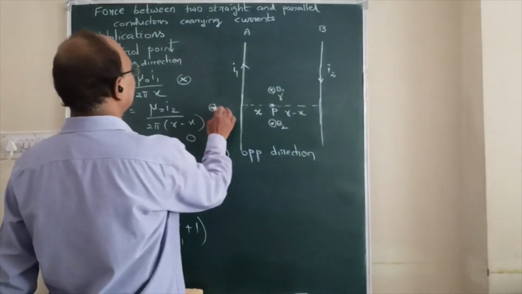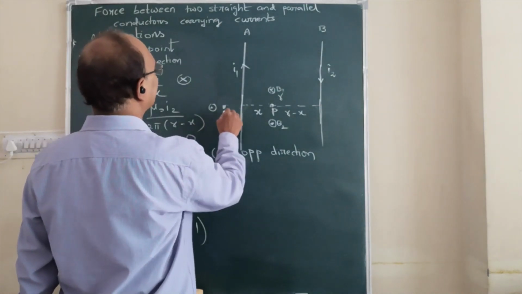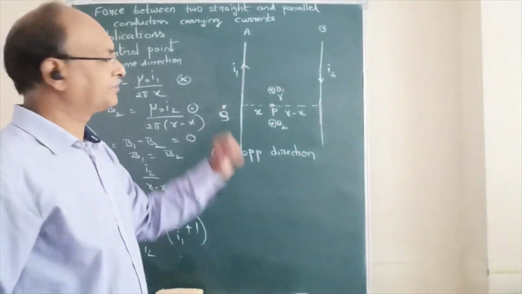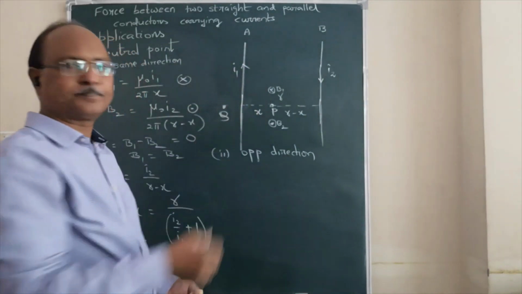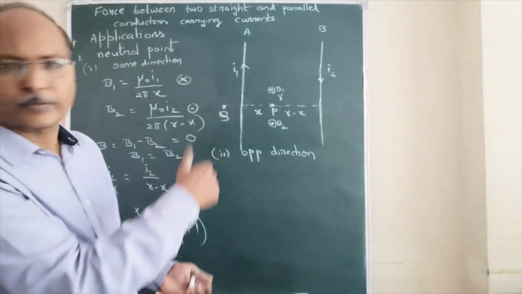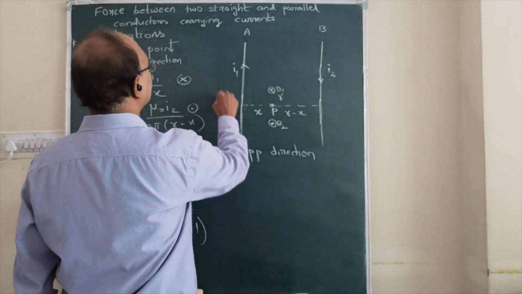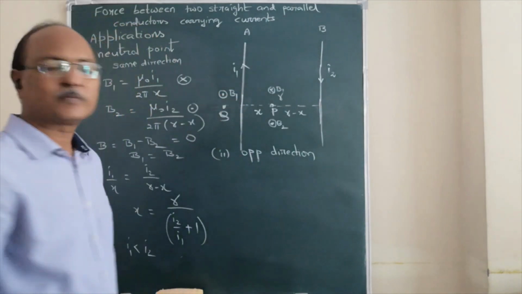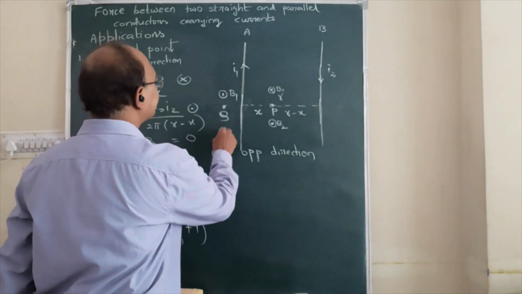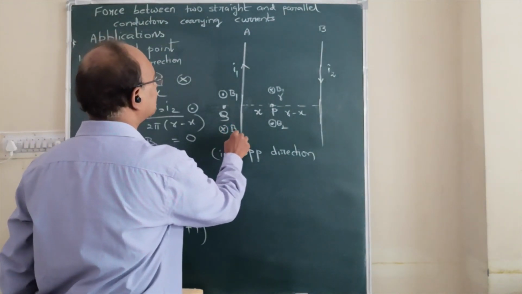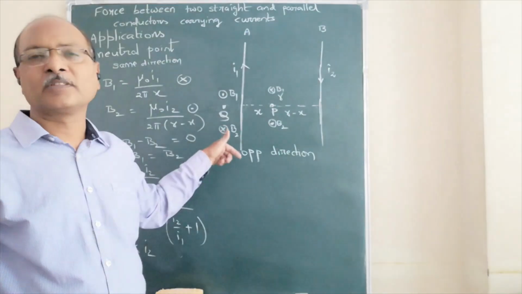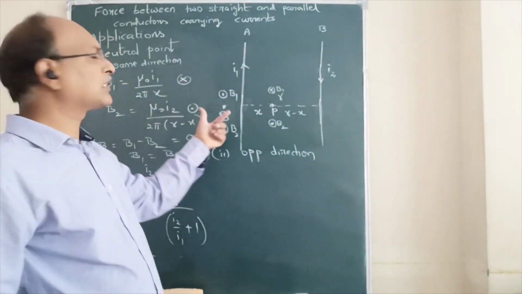So somewhere here, suppose you take a point Q. Due to the first conductor, the magnetic field on this side will be coming out. So B1 will be coming out. Now due to the second conductor, B2 will be into the plane. So outside they are in opposite direction, so they can cancel if their magnitudes are equal.